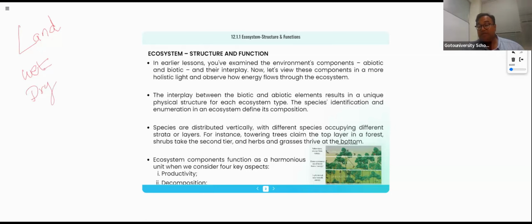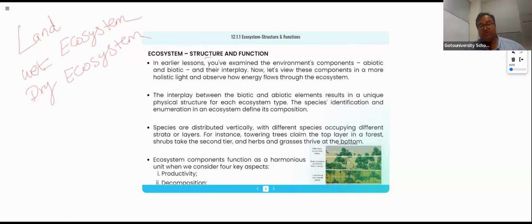So I'm a plant, I'm growing in the wet area. I'm a plant, I'm growing in the dry area. So wet ecosystem, dry ecosystem. One is called wet ecosystem, another is called dry ecosystem. Like this, we are classifying the ecosystem into two important categories, based on the amount of water availability.